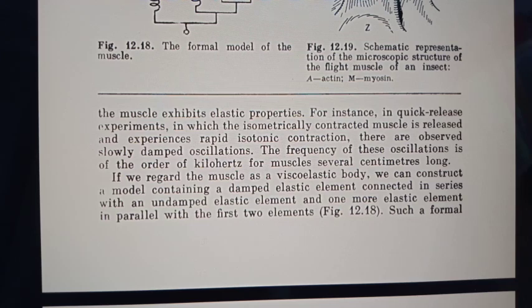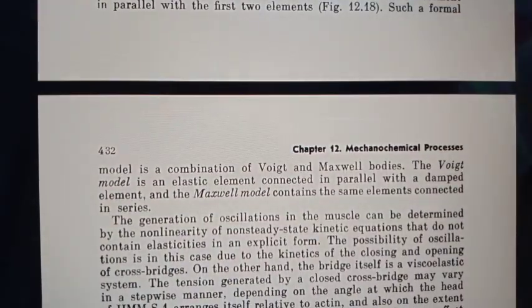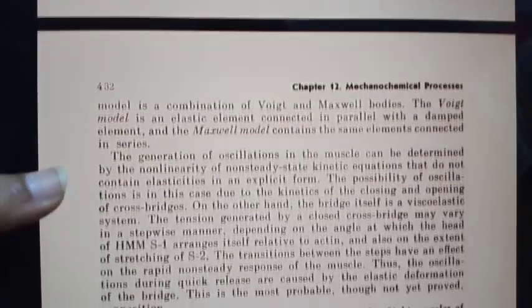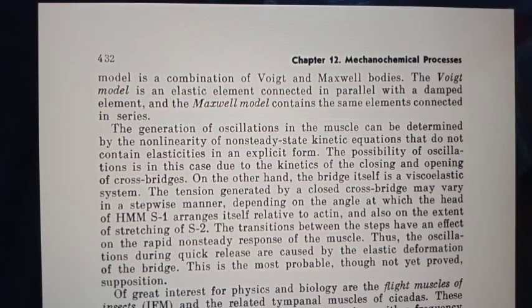If we regard the muscle as a viscoelastic body, we can construct a model containing a damped elastic element connected in series with an undamped elastic element and one more elastic element in parallel with the first two elements. Such a formal model is a combination of Voigt and Maxwell bodies. The Voigt model has the elastic element connected in parallel with a damped element, and the Maxwell model contains the same elements connected in series.